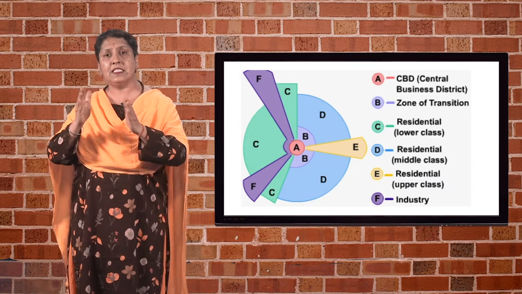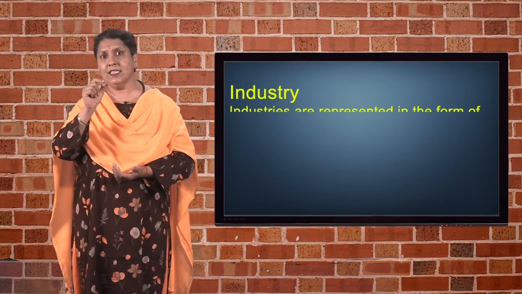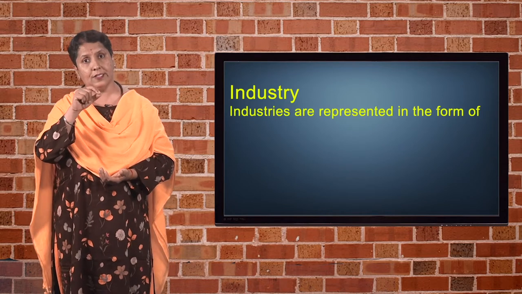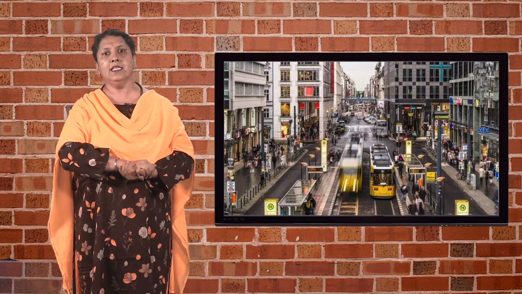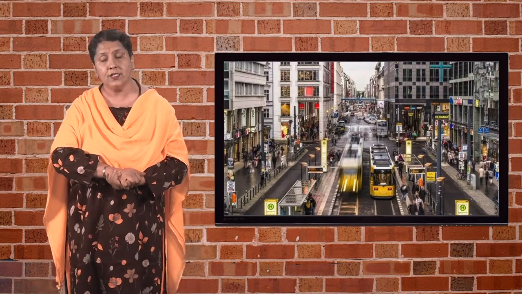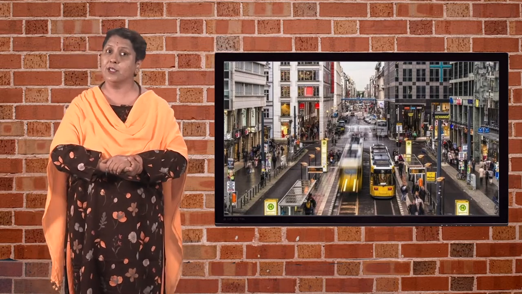First is the central business district, which is placed at the center. Sectors and the partial rings of land use activities take place. This area is often known as downtown and has high-rise buildings. Industry. Industries are represented in the form of a sector radiating out from the center. These form a sector because of the presence of a transport linkage along which the activities grew.